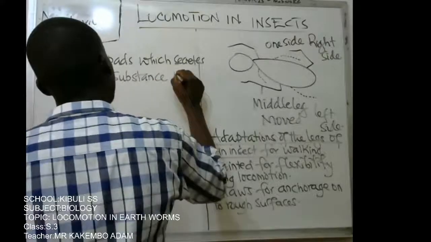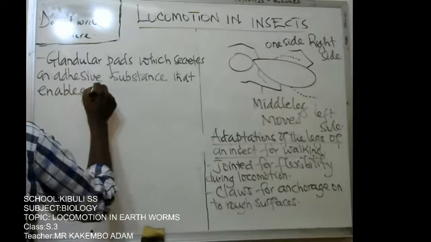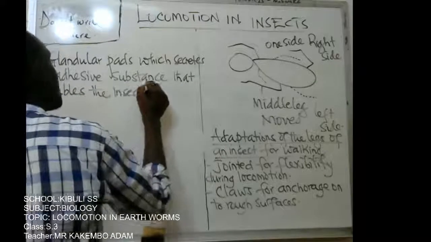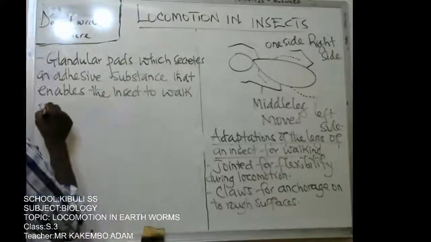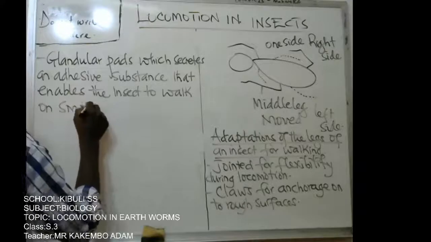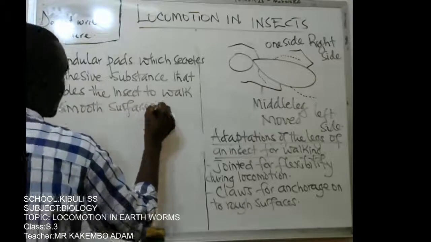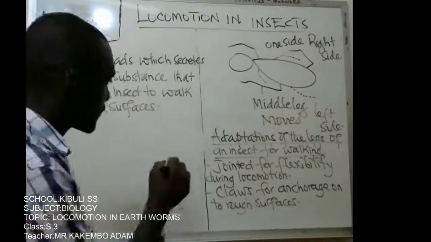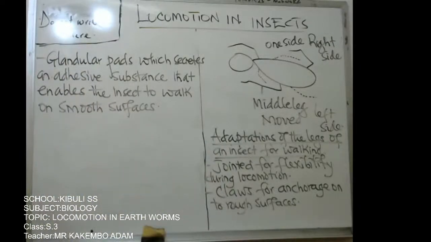That enables the insect to walk on smooth surfaces. So those are important adaptations of the legs of an insect for walking.